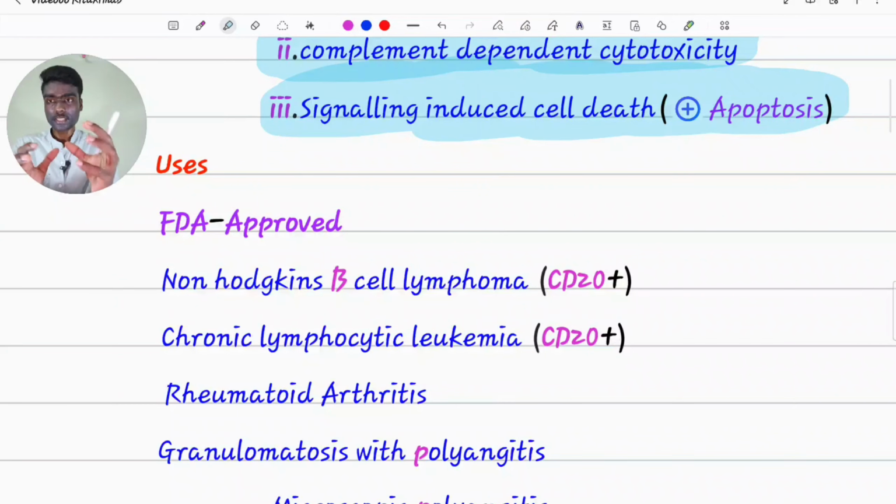Rituximab is very safe. It will only destroy B cells. After stopping rituximab, again our immunity will come back within 4 to 6 months.